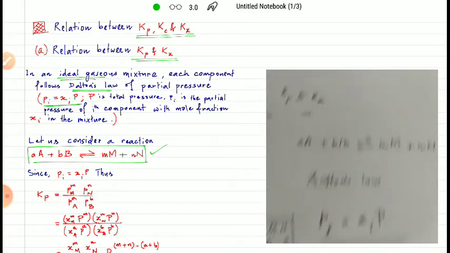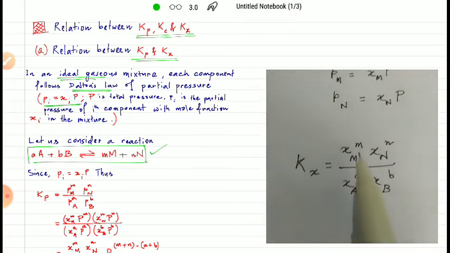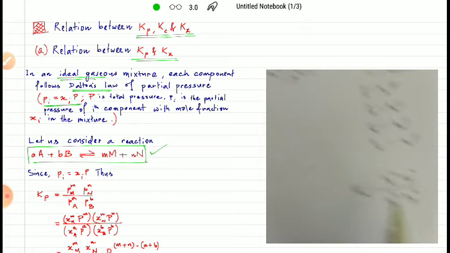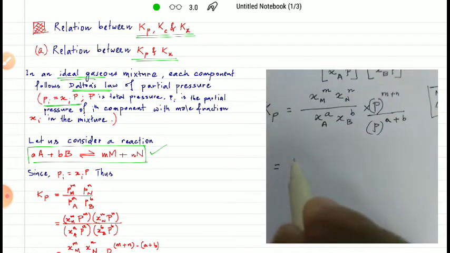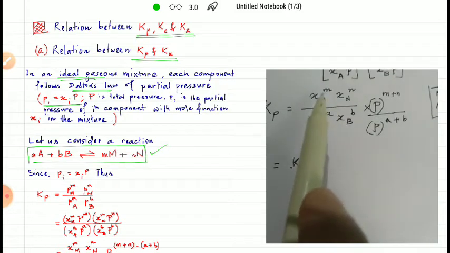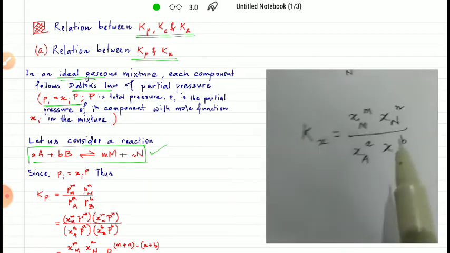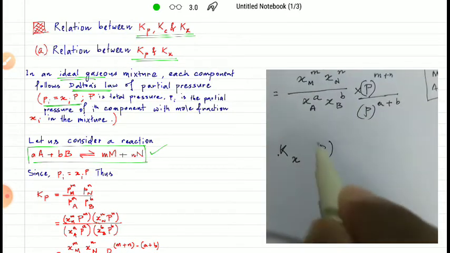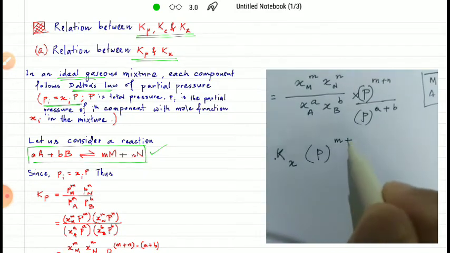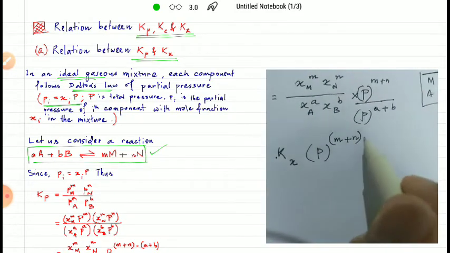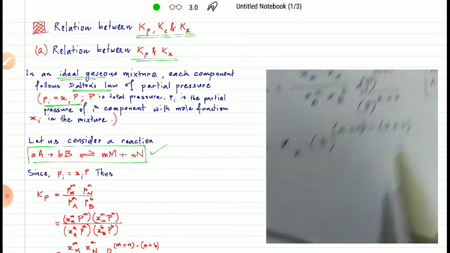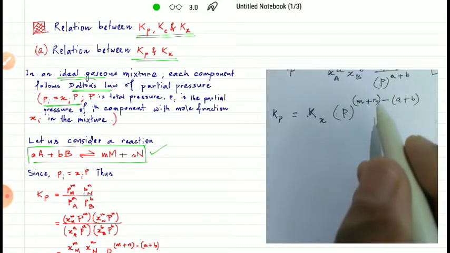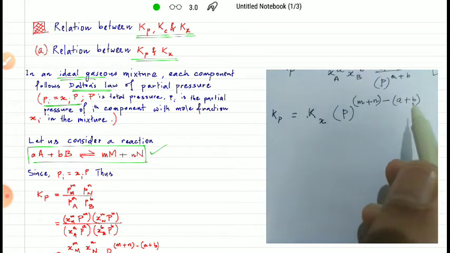For this reaction we can write Kx is equal to xM to the power m, xN to the power n. So this is your Kx. That means in place of this part we can write Kx. So here the same thing, no? We can write this into P to the power m plus n, and this is divided now, so minus a plus b. So Kp is equal to Kx P to the power m plus n minus a plus b.